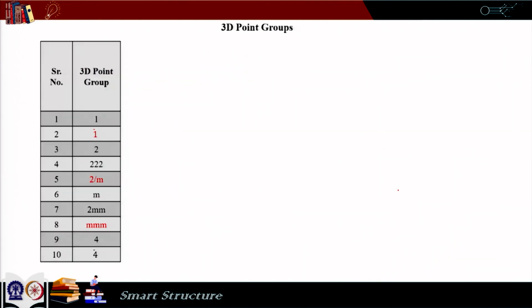So, at first we have 1, it is just 1, meaning a one-fold axis, and a one-fold axis does not mean much. Then comes 1 bar, a one-fold roto inversion axis, and this is in the triclinic category. So, these are triclinics, and then come these 2, 2, 2, 2, and these are monoclinics.